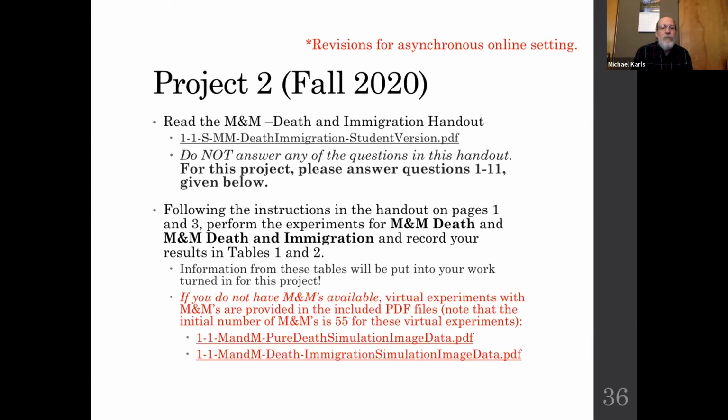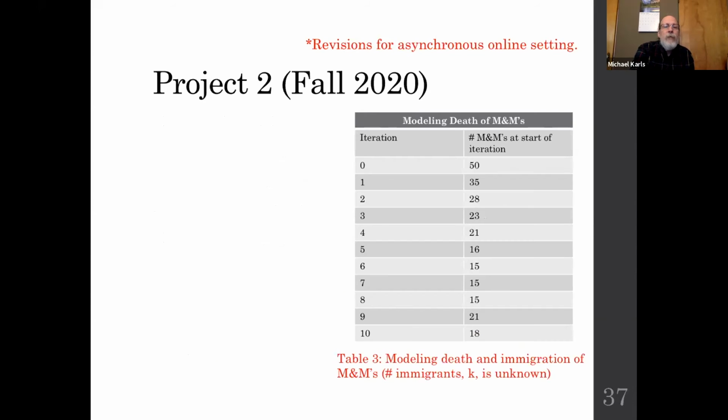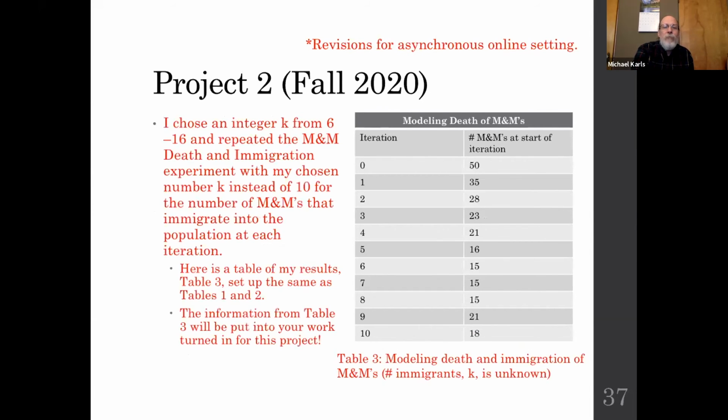So the red part is where, if you don't have M&Ms, there are virtual experiments available for the pure death and immigration simulations. And then for sharing your data with a classmate, I took the role of the classmate and picked an integer between 6 and 16 as my immigration number. And then this is data I recorded with M&Ms at home. I just shared this with the class, so then they all could work with this.